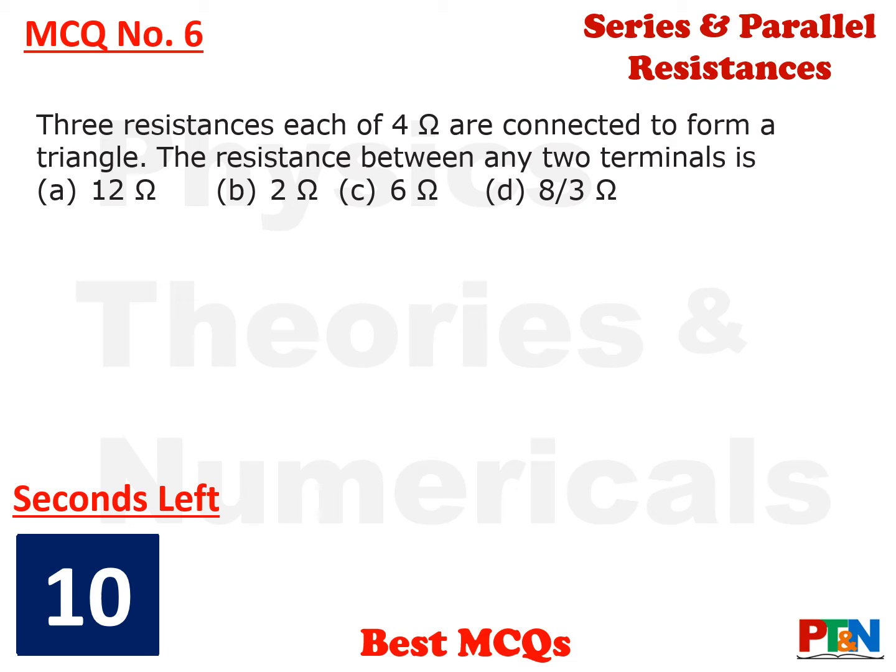Now, three resistances each of 4 ohm are connected to form a triangle. Now, what is the resistance between any two terminals? This is a part of a triangle with 4 ohm each side. So what is the resistance between two terminals? 10 seconds time. Time starts now.